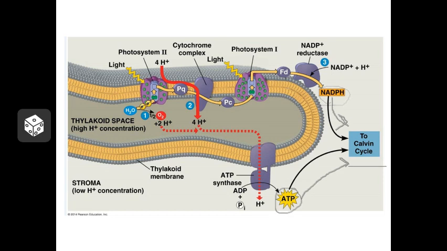Meanwhile, water is going to be broken down and its electrons are going to be added back into photosystem II to keep this whole cycle going. And oxygen gas is going to be made as a byproduct.